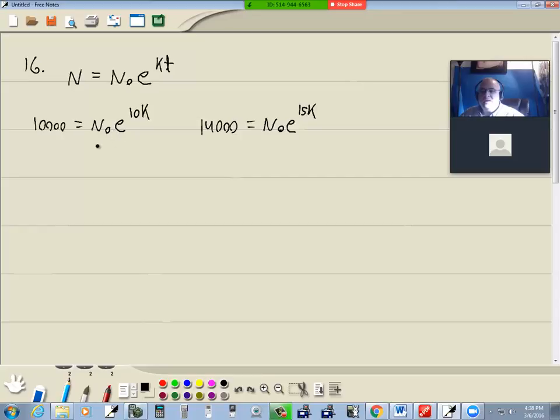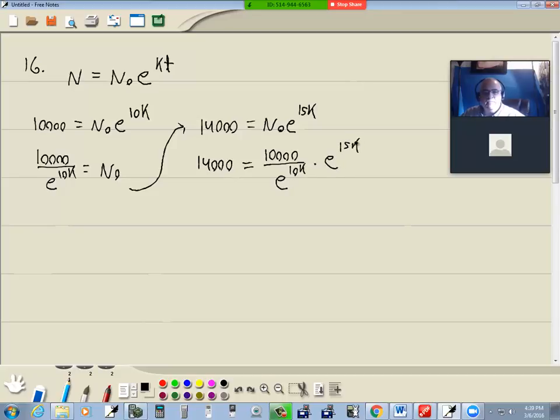Okay. Yeah, so this one I'll solve for n naught. So I'll divide both sides by e to the 10k. And then we're going to substitute that into the other equation. So you got 14,000 is equal to 10,000 over e to the 10k times e to the 15k. So we got 14,000 is equal to 10,000 e to the 15k over e to the 10k.